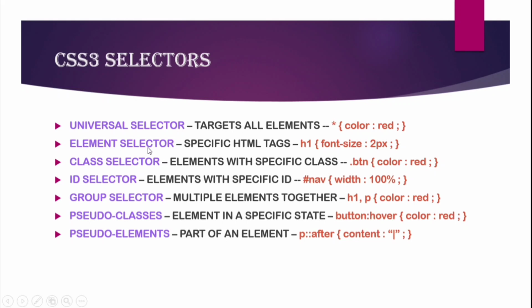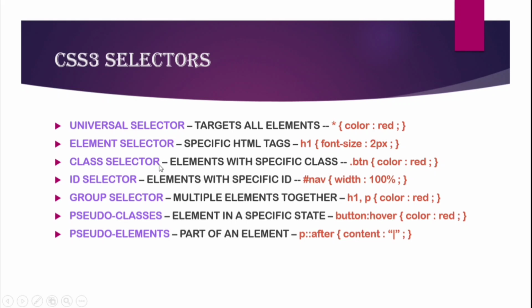Then we have the element selector. Specific HTML tags will be selected. That is nothing but the element selector. Here you can see we are selecting h1, which is the heading 1 tag, and for that we are changing the font size equal to 2 pixels. Then we have the class selector, elements with a specific class. For every paragraph element or for every HTML element, we can add a class attribute to it. Or you can also add an ID to it. Class or ID is nothing but a name that we provide to particular HTML tags, which will be used to apply the CSS.